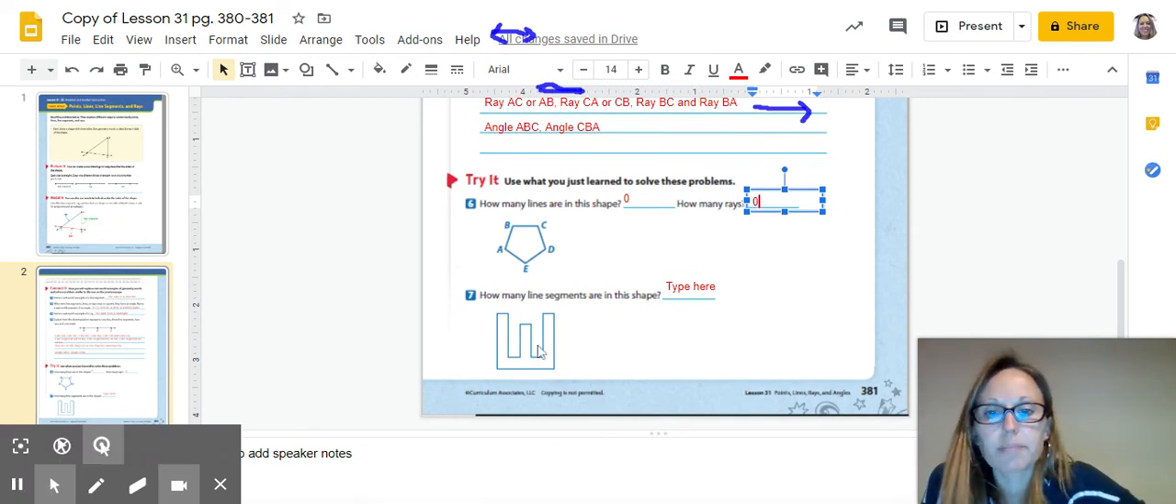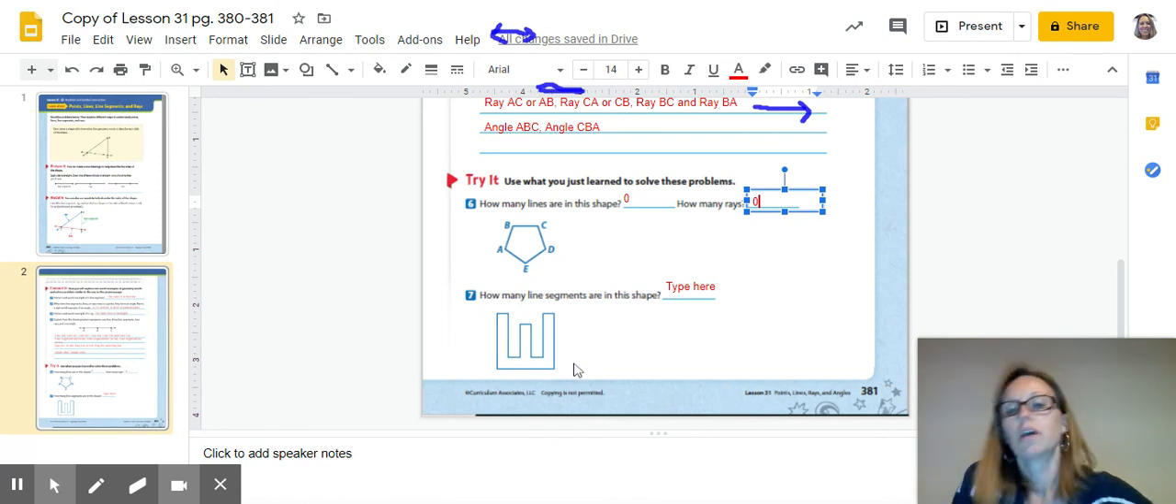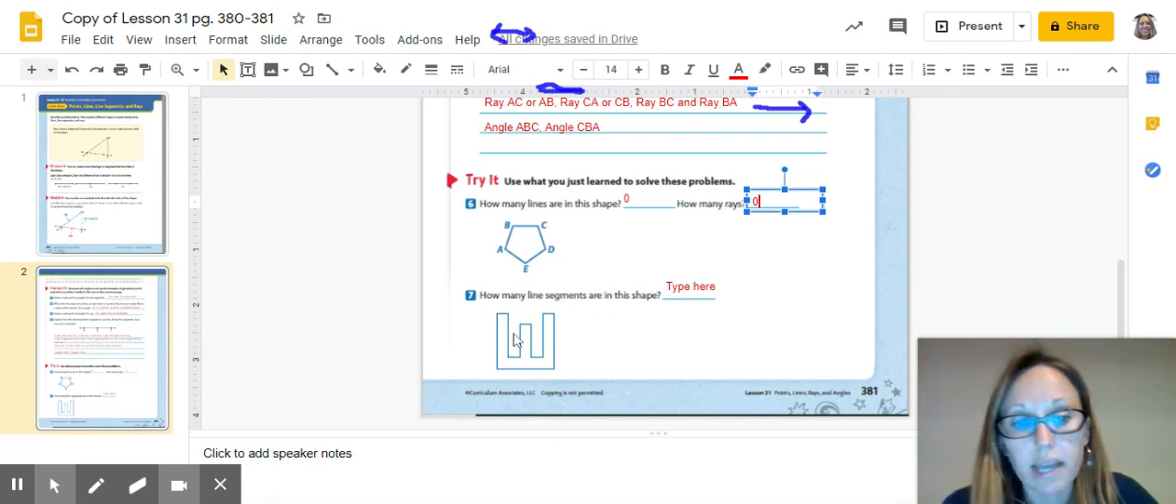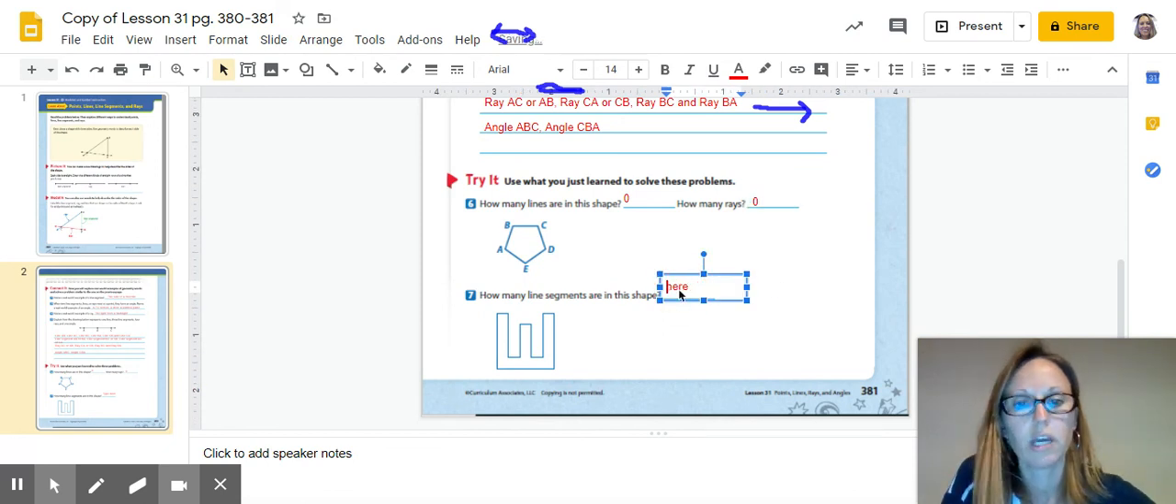And the last problem, number 7. How many line segments are in this shape? Now, remember, a line segment stops on either side. So each one of these sides is a line segment. So we have 1, 2, 3, 4, 5, 6, 7, 8, 9, 10, 11, and 12. So our answer here will be 12.